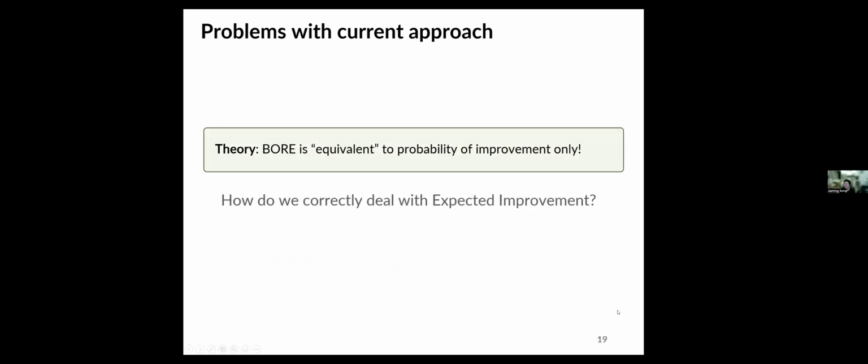So after we talk about the interesting properties of using the classifier approach and its connections to probability of improvement, we are interested in asking the obvious question. How do we correctly deal with the expected improvement? And hopefully we can also use this to deal with other utility functions, as we will show later as well.